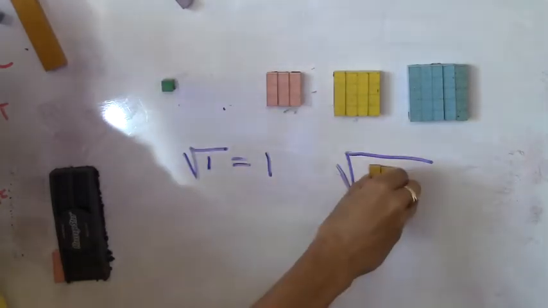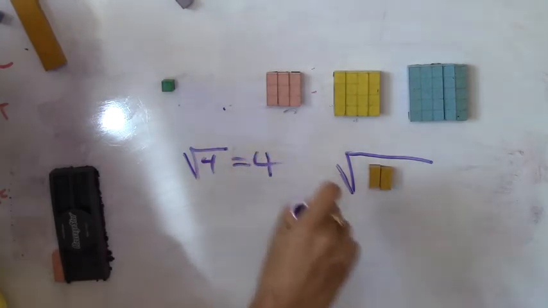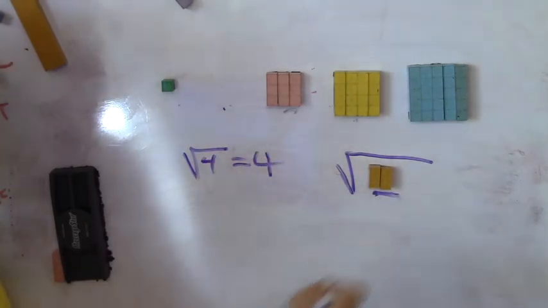Alright, what about square root of 4? What's that? 2. Simple, right? Well, that's one side.